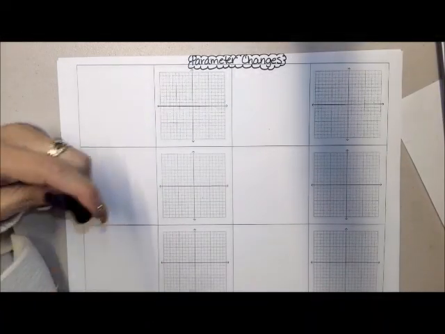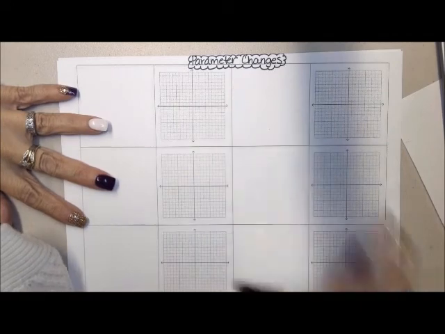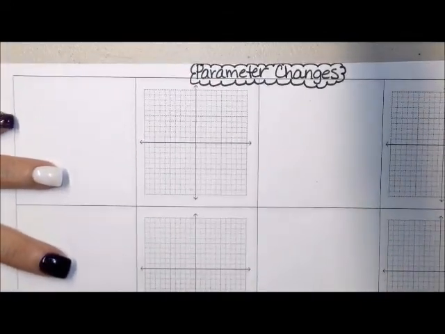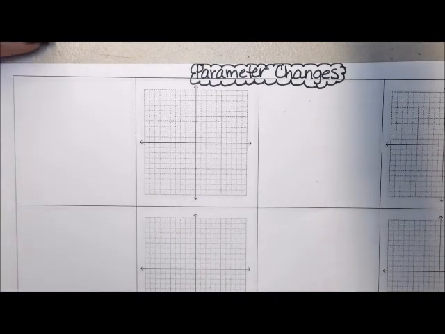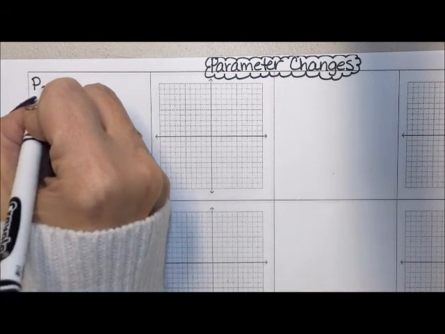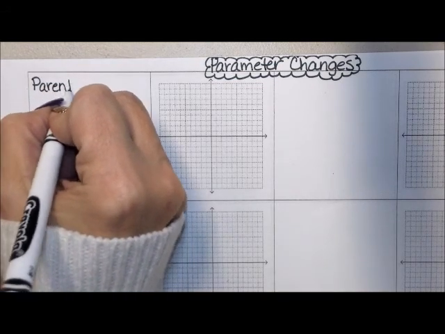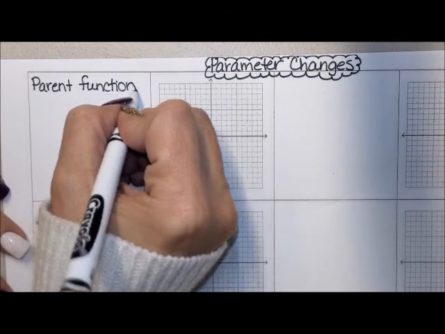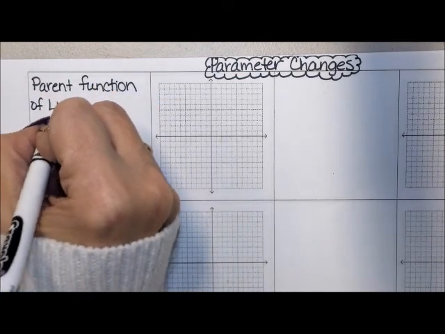So we're going to talk about parameter changes. Let me zoom in. Hopefully you have the same graphing paper that I have. And we're going to talk parameter changes. I want to start off with something called the parent function. The parent function of linear equations.